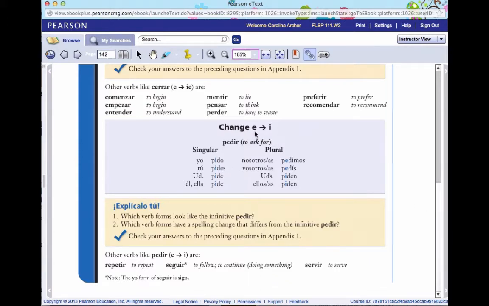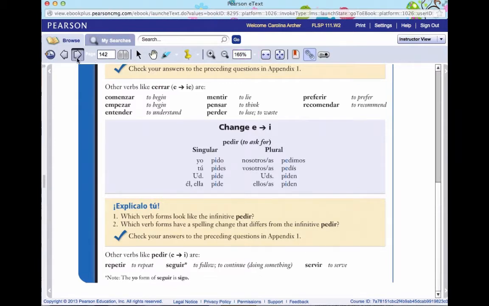Then we have verbs that show a change in the root. They are spelled with an E in the infinitive, and the E changes to I. For example, pedir, which means to ask for. When you conjugate it, it is yo pido, tú pides, él pide, usted, él, ella pide. Nosotros y nosotras, they stay the same. They don't change. Ustedes piden, ellos piden. And here we have other verbs that conjugate exactly like pedir, and they are repetir, seguir, y servir. Now, the yo form of seguir is sigo. So that is irregular in the yo form as well.